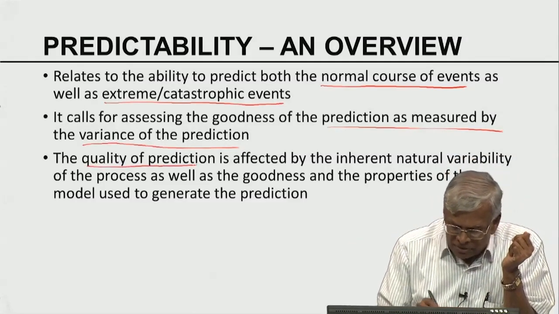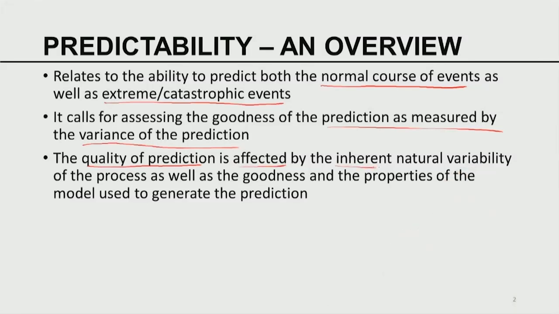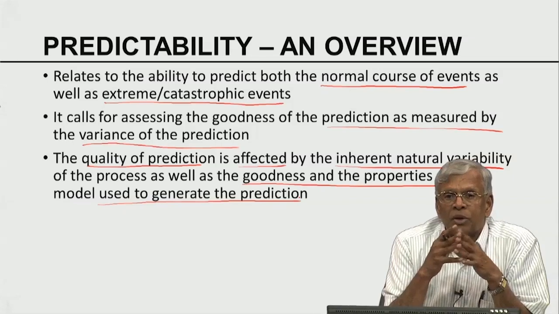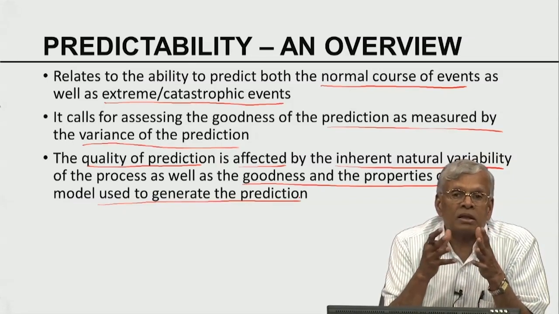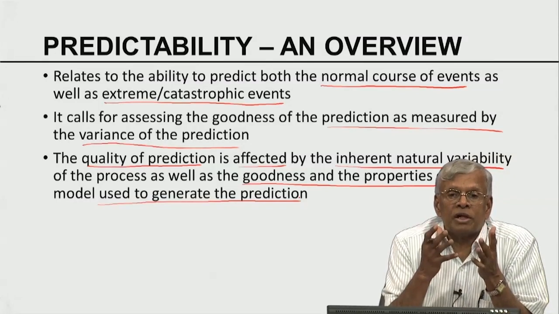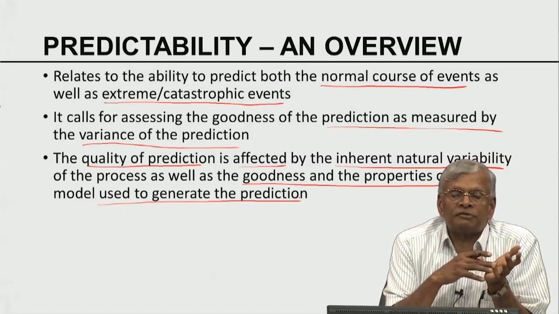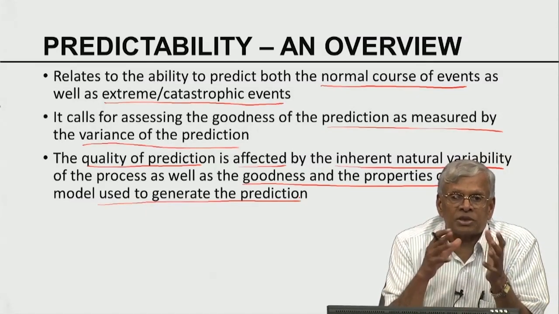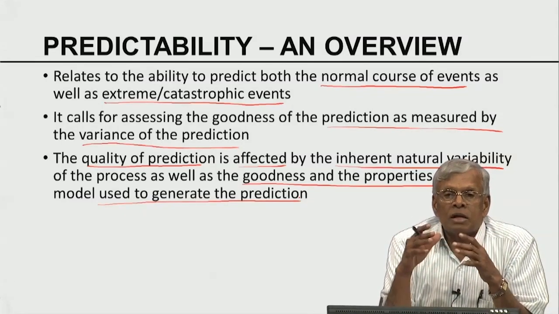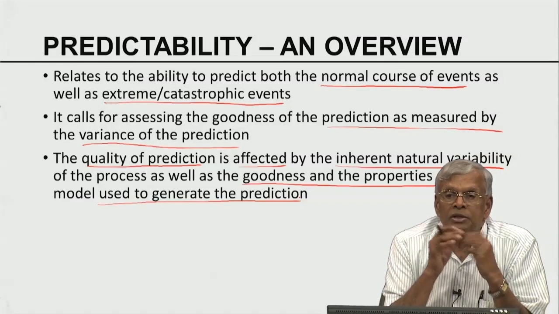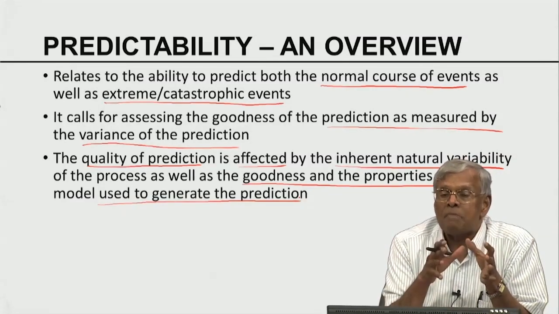The quality of prediction oftentimes is affected by both the inherent natural variability as well as the goodness and properties of the model used to generate the prediction. We all know climate has a natural variability. One of the interesting problems in climate science is to be able to make out how the temperature of the earth has been rising and what is the maximum rise that one would face in the next 50 years. What is the effect of increasing carbon sequestration in the atmosphere on the rise of global temperature?